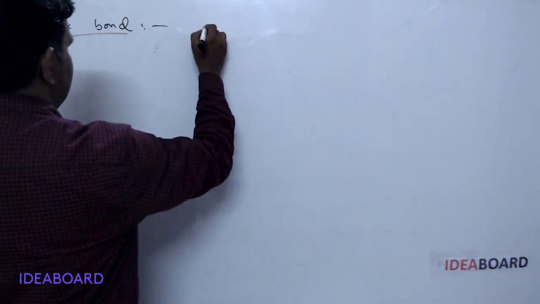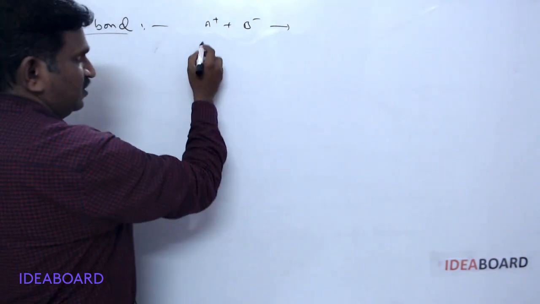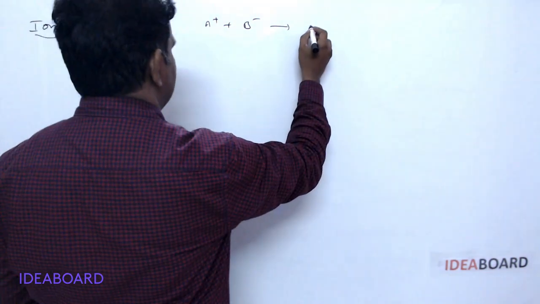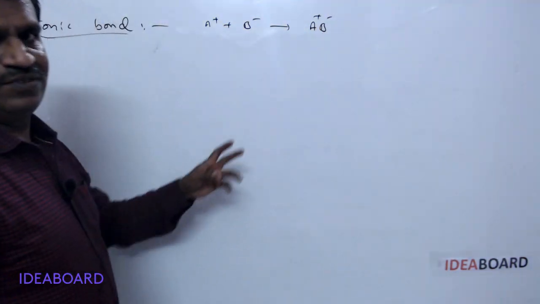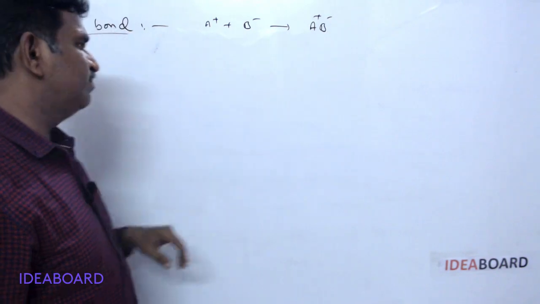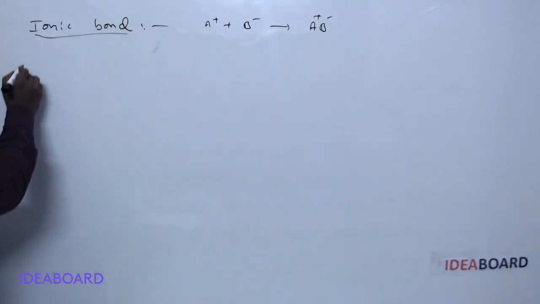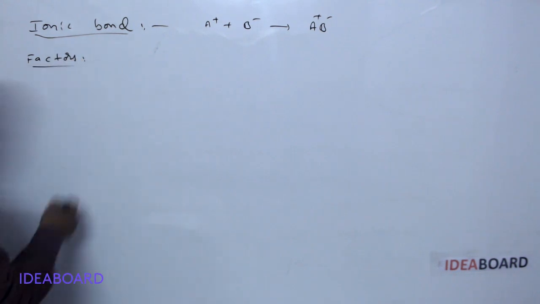Here, for example, A plus and B minus are present. Here A plus means cation, B minus is anion. In between these two, electrostatic attractive forces is present. Then there is an ionic bond between A and B. And here, what are the factors that influence ionic bond formation?